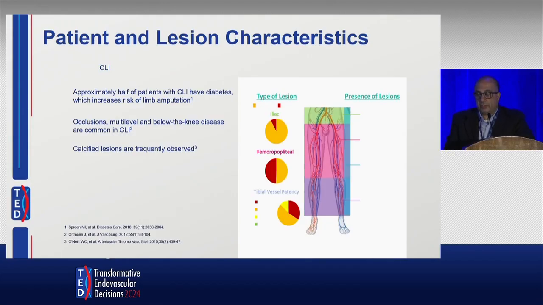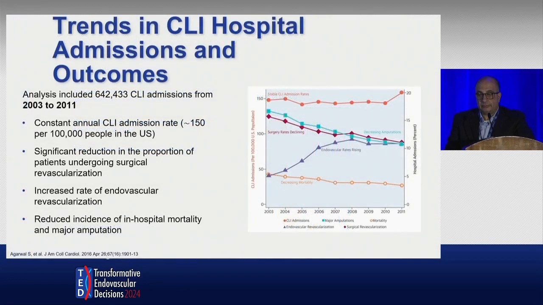Like mentioned before, those patients have multiple levels of occlusion. As for the trend in critical limb ischemia, the admission rate is 150 per 100,000 population in the US. There is a significant reduction in the proportion of patients undergoing surgical revascularization, and currently there is an increased rate of endovascular revascularization.